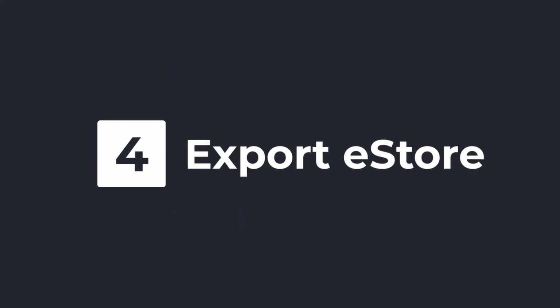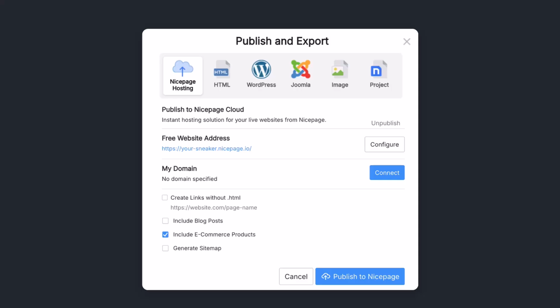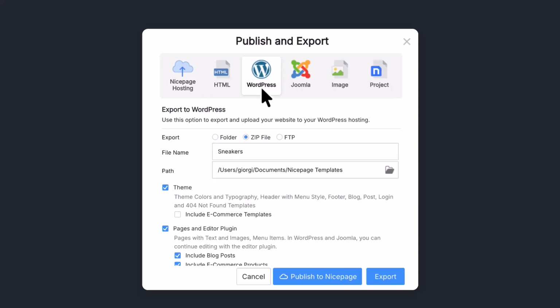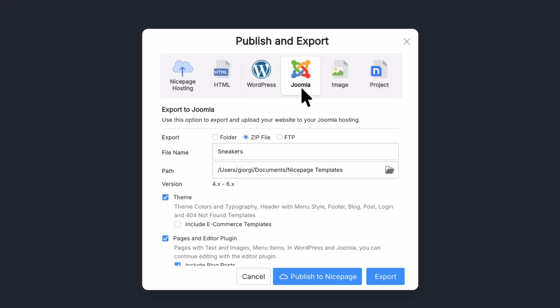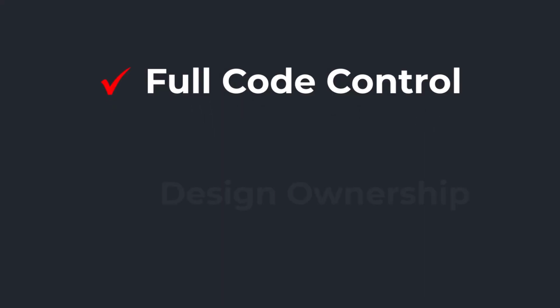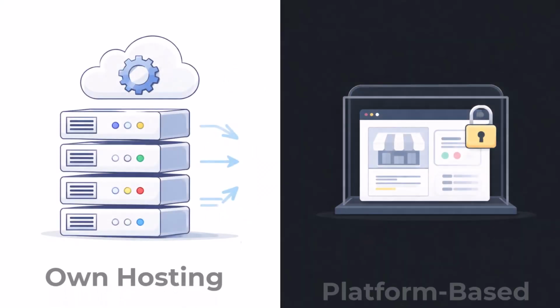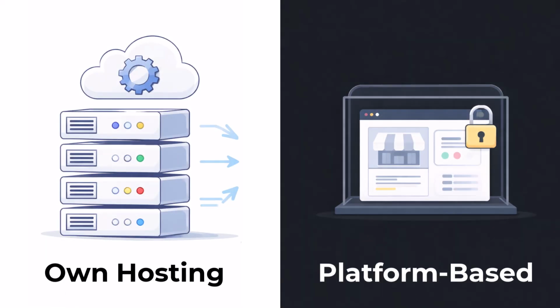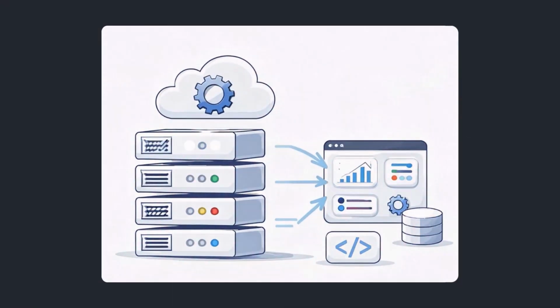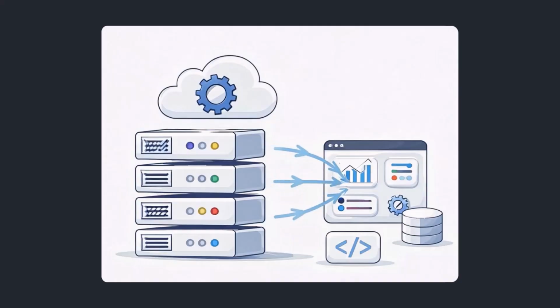Export your e-commerce store. Take full control. Here's one of the coolest parts of NicePage. You can export your store as HTML, WordPress e-commerce theme, Joomla template. This means full control over your code, ownership of your design and structure, independence from platform lock-in. This is what separates platform-based tools from systems where you actually own your e-commerce website. You're not just building a website on someone else's platform. You're creating a real no-code e-commerce system you can move anywhere.